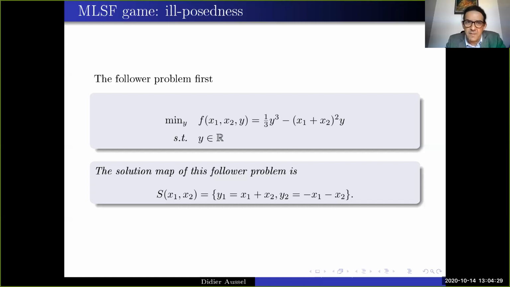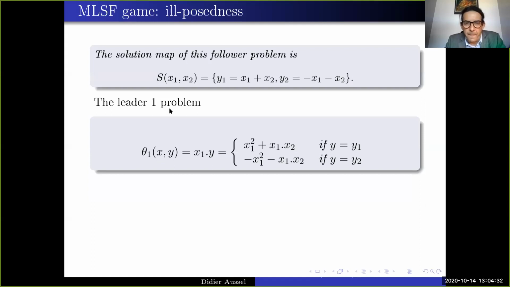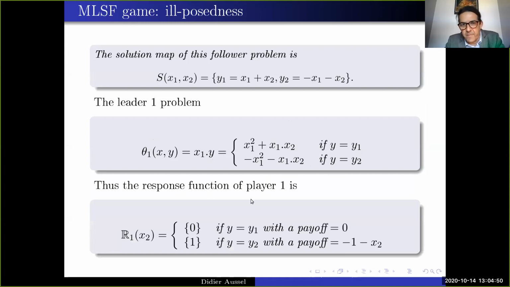If you plug this into the leader 1 problem, then the objective function of the first player, x1 y, will be this if y is equal to y1, and it will be this if y is equal to y2. And of course, the same for the response function of player one. Its optimal decision will be 0 if y is equal to y1, because in this case the better choice is to put 0. And since we are minimizing, and here we will reach some negative values, I recall to you that x2 is positive, so the better choice is to put 1. With a payoff of 0 and minus 1 minus x2 in the different situations.